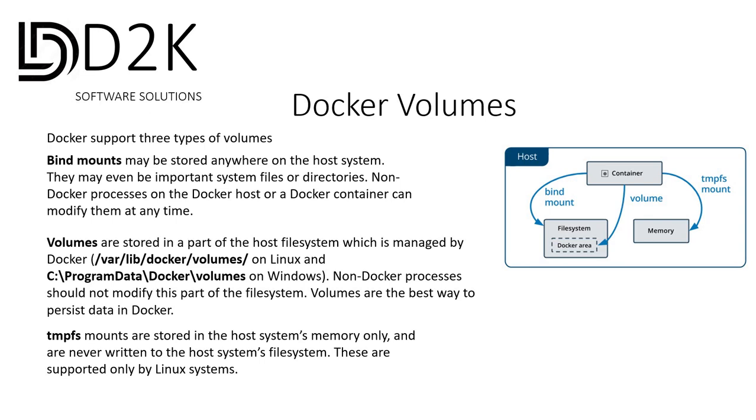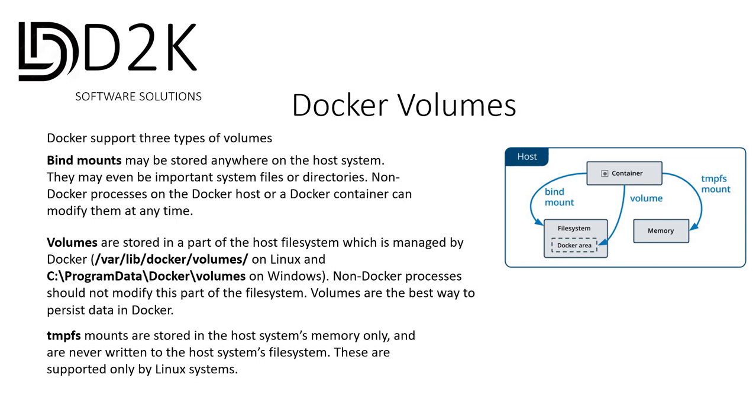But we discussed volumes. Volumes are stored in a part of the host file system which is managed by Docker. Meaning you cannot give the source path; it will automatically decide where to store. It will store the Docker data, the container application generated data. Non-Docker processes should not modify this part of the file system. Volumes are the best way to persist data in Docker.